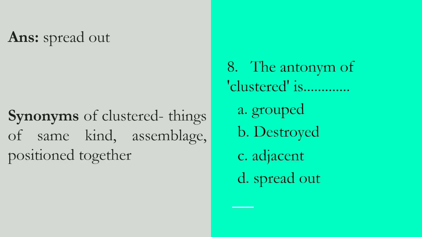Now coming to the next question. The antonym of clustered. Clustered, as I explained, means brought together. You can find the term in your passage where all these buildings are being clustered together, towards the third last line in the first paragraph: "Two-story white buildings were clustered together in patches of green." So cluster is something that is related to together. Here you have to find the opposite meaning. Group, destroyed, adjacent, spread out. The opposite will be spread out, because clustered means things that are held together. Synonyms of clustered: things of the same kind, assemblage, position together, etc. They have asked for the opposite, so spread out.